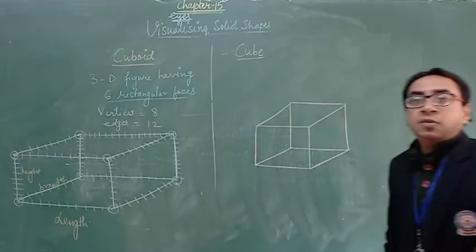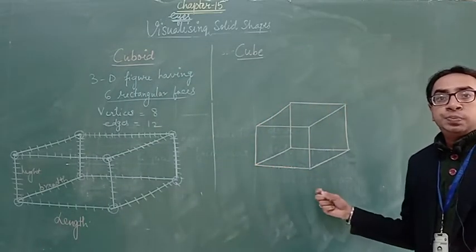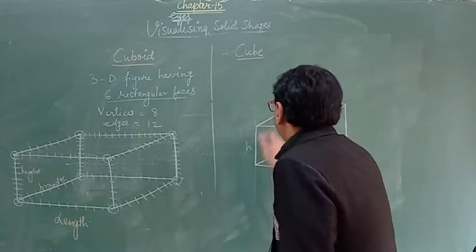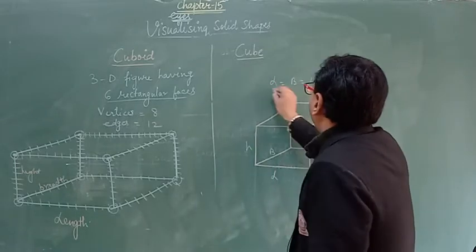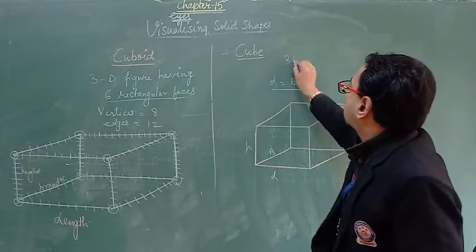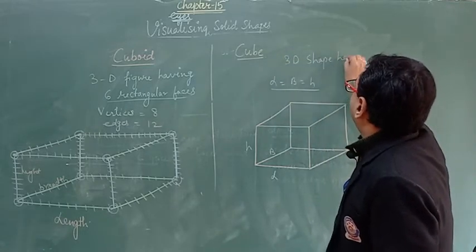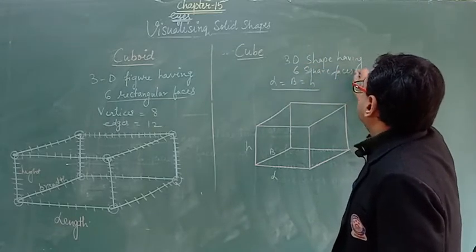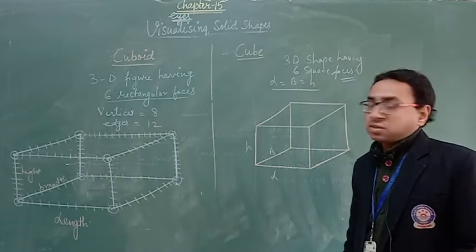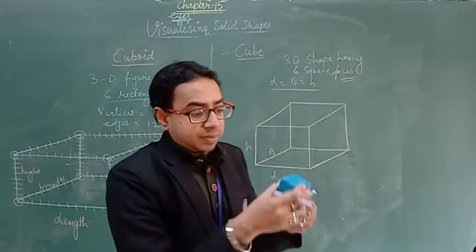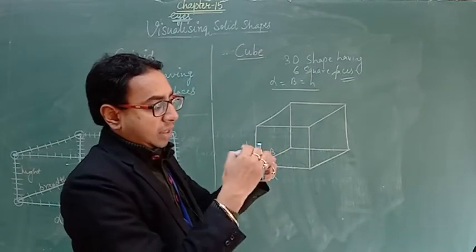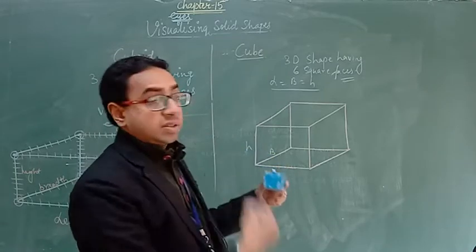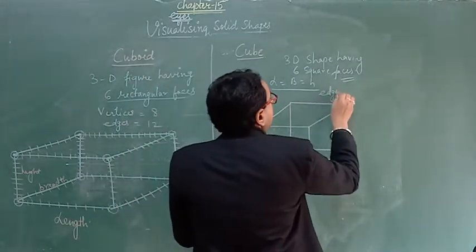A perfect example of a cube. Yes or no? It's a cube. Why? Because the length, breadth, and height are equal. It means a 3D shape having 6 square faces. Any doubt? Square shape faces are there in a cube. Let's see. First, second, third, fourth, fifth, sixth. 6 faces. Edges, of course, will be equal to the cuboid.